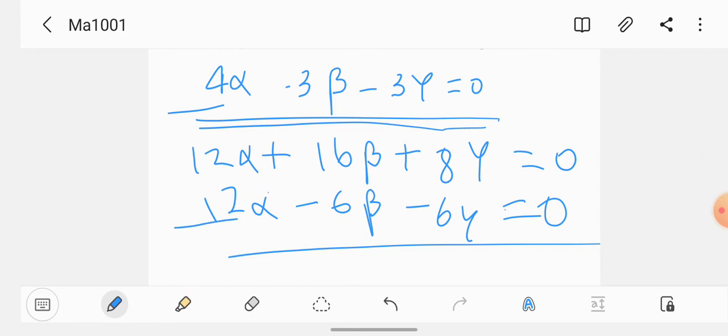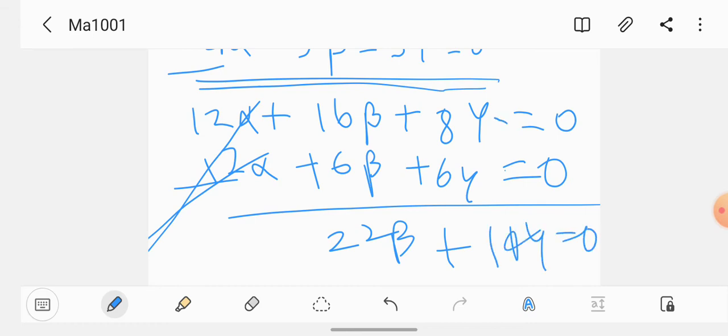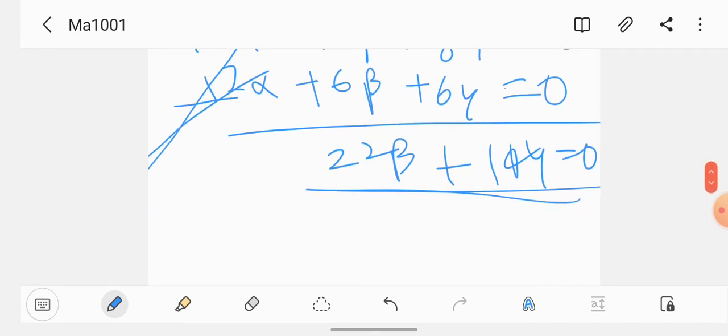The alpha terms cancel, and minus becomes plus, so we get 25 beta plus 17 gamma is equal to 0. So you get this, and we already know that this is the dependent case. If we solve further, we get 11 beta is equal to minus 7 gamma, which is linearly dependent.